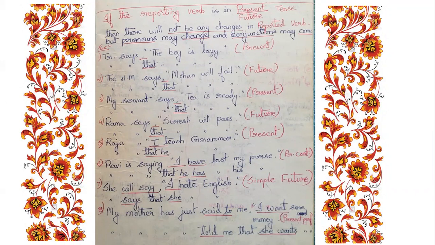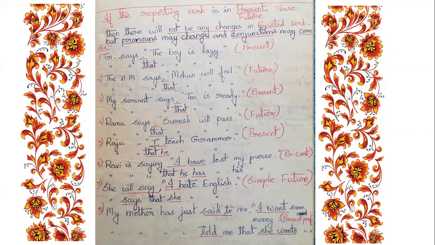Teacher says, "The boy is lazy." It is present tense. Teacher says that the boy is lazy. See the tense, the reported verb, there is no change at all, as it is in present tense. The boy is lazy. By looking at "is" only you have to understand that it is in present tense. Look at the second example. The headmaster says, "Mohan will fail." You have to understand that will and shall are the words of future tense. So here in the future tense, the headmaster says that Mohan will fail. There won't be any change in the reported verb.